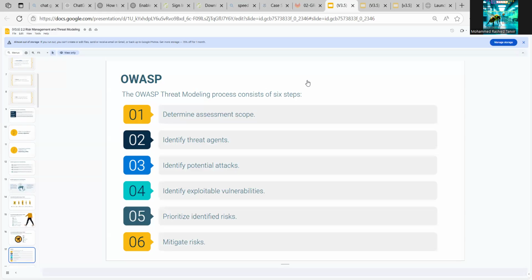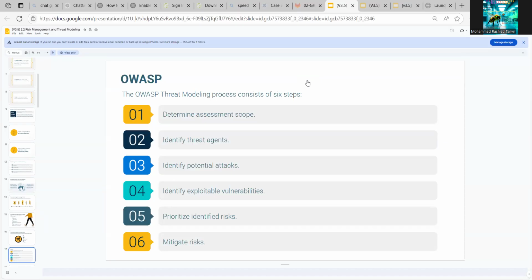The OWASP process consists of 6 steps. Number 1, determine assessment scope. Number 2, identify threat agents. Number 3, identify possible attacks. Number 4, identify exploitable vulnerabilities. Number 5, rank and prioritize. Then number 6. This is the process of OWASP.